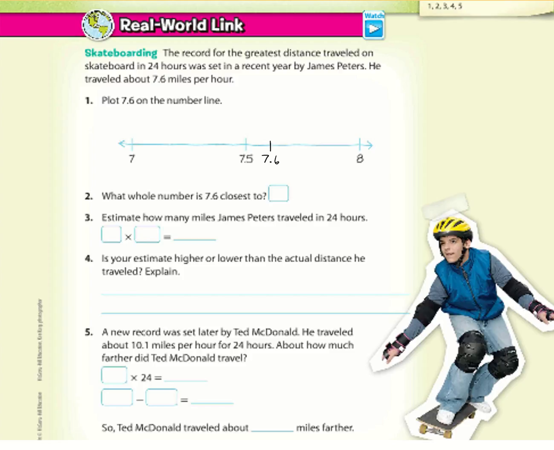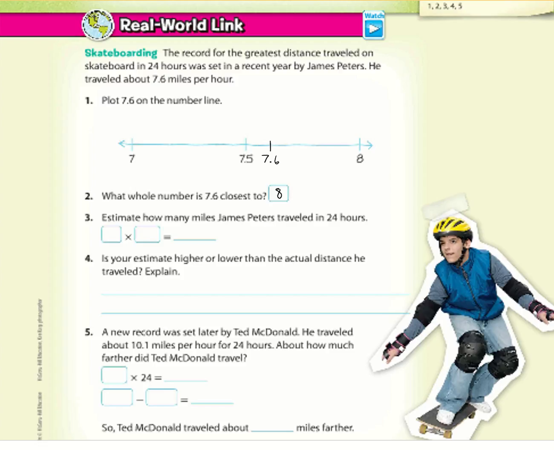Number 2, what whole number is 7 6/10 closest to? So a whole number is a number without a decimal, no fraction or anything. So we have 7 and 8, and based on my number line, 7 6/10 is closer to 8. And I also know that since 6 is greater than 5, so 5 or greater, then it goes up, 4 and below it goes down. 6 is greater than 5, so we're going to round up.